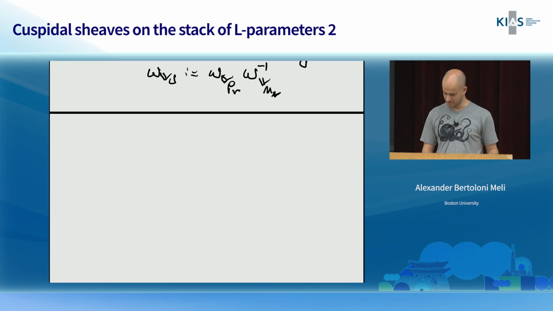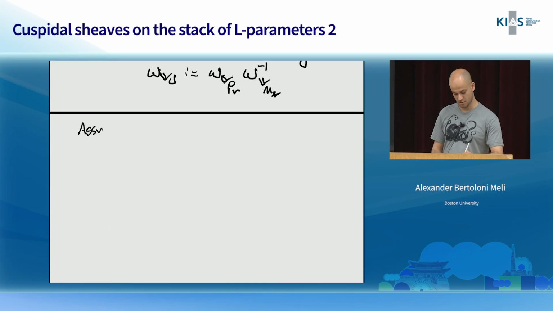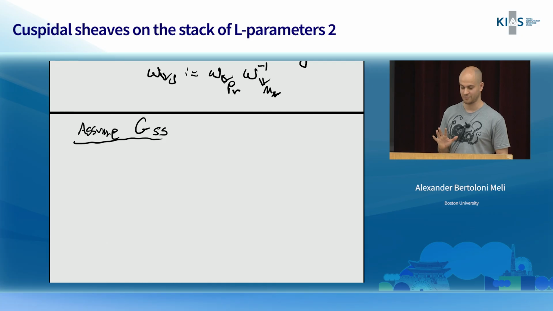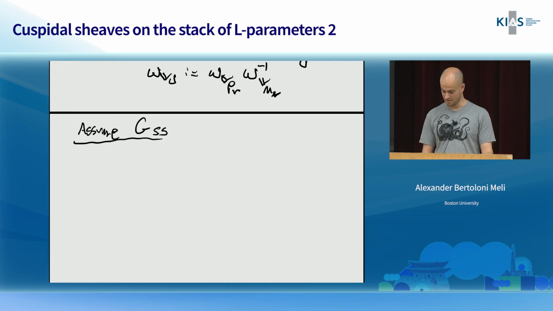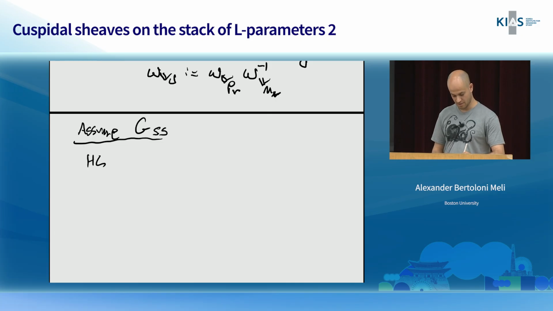Okay. So now let's assume G is semi-simple. This is not necessary, but it will simplify things a lot. Okay, I didn't need to assume that just yet, but let's keep going. So what is an advantage of thinking about these mapping stacks? Why are we doing all of this?